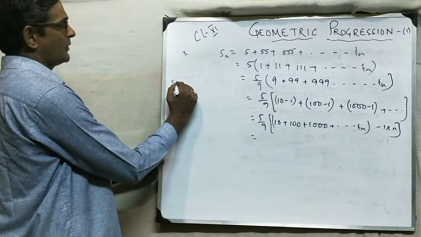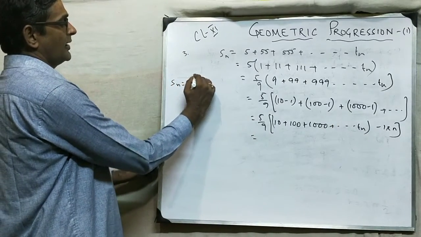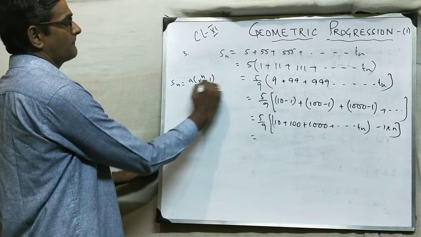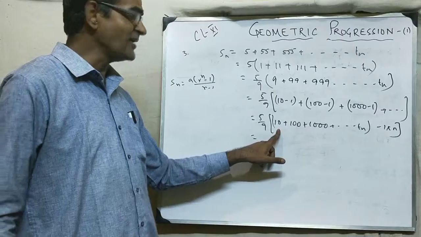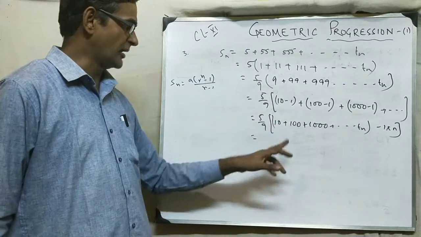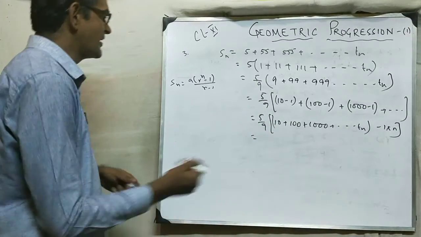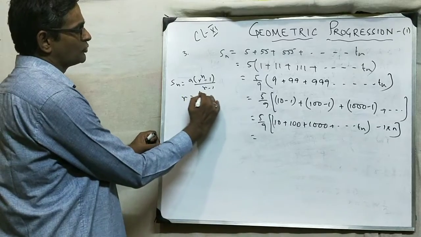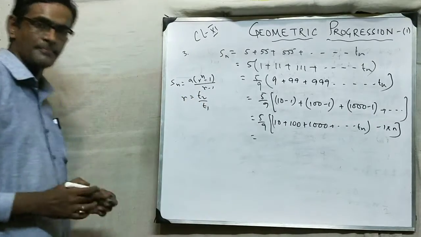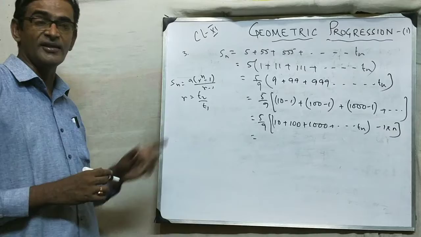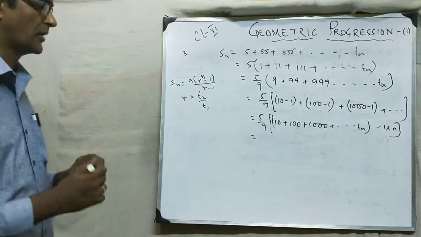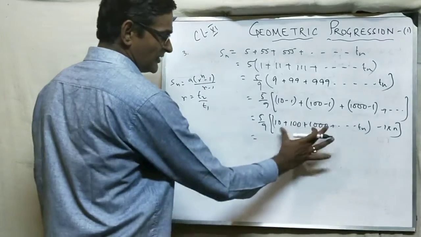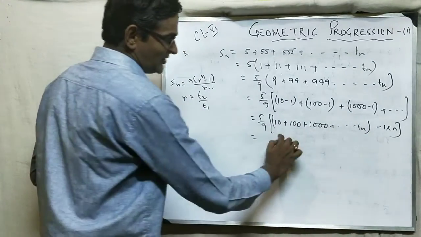So what is the formula of Sn? We have seen A into r to the power n minus 1 by r minus 1. Now this is a GP where A is 10 and r is also 10, because 100 by 10. How to find r? r is T2 by T1. As we have seen in AP, d was T2 minus T1. Here r will be T2 by T1.